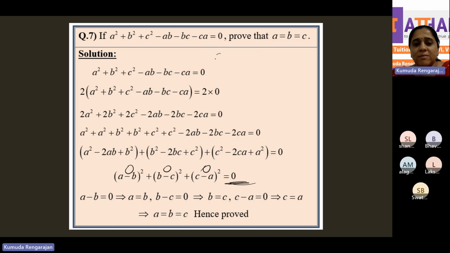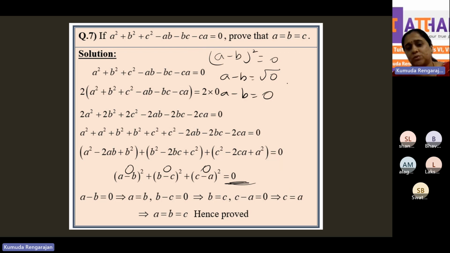That means (a minus b) the whole square should be 0. So a minus b is equal to the square root of 0, which is 0. So if a minus b is 0, when you take this here, a is equal to b. Similarly, you get b is equal to c and c is equal to a. So that means all the three are equal.